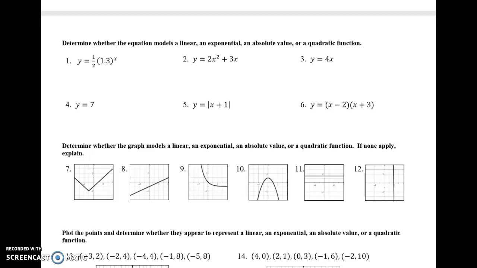Now let's look at some examples and tell what type of functions they are. So I'll allow you to be lazy. We can write L for linear, E for exponential, either exponential growth or exponential decay, AV for absolute value, and Q for quadratic. X is in the exponent for number 1, so this is exponential. Since that base is bigger than 1, this is an exponential growth.